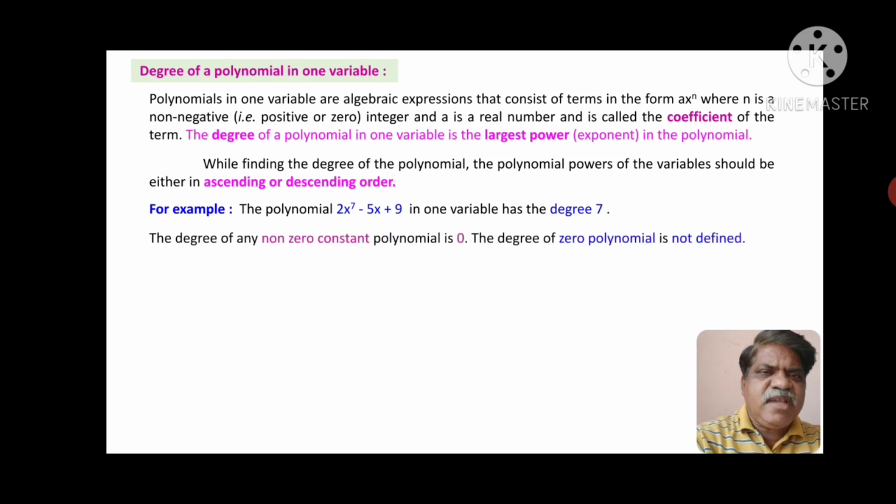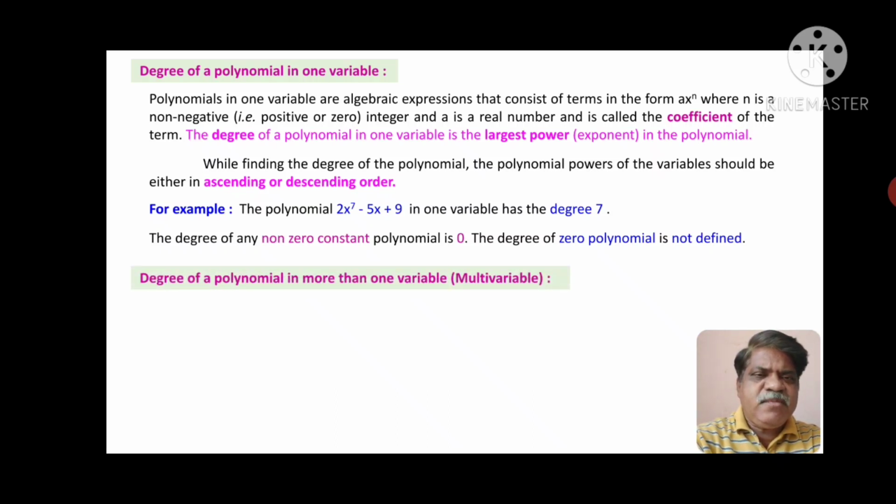The degree of any non-zero constant polynomial is always 0, and the degree of the zero polynomial is not defined. This is very important. That is, the degree of any non-zero constant polynomial is 0, and the degree of the zero polynomial is not defined. Keep it in mind, this word.